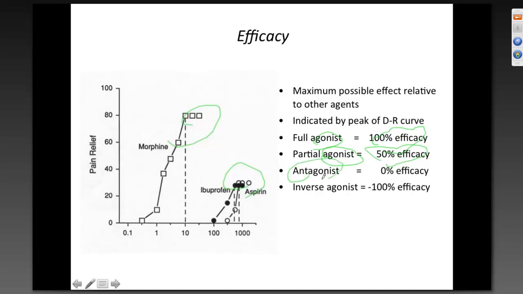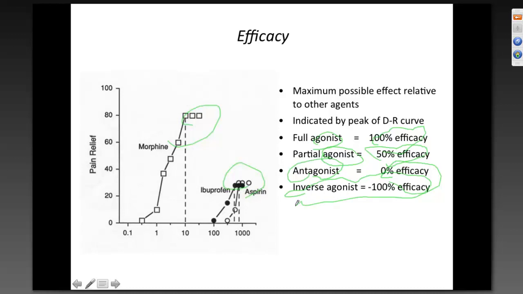Antagonist, remember, is a drug that will bind the receptor in such a way that it cannot do what it's supposed to do. Well, that makes sense that you have 0% efficacy because it's not doing what it's supposed to do. Okay, and then here's the one that's really kind of freaky. Inverse agonist, which is 100% efficacy.